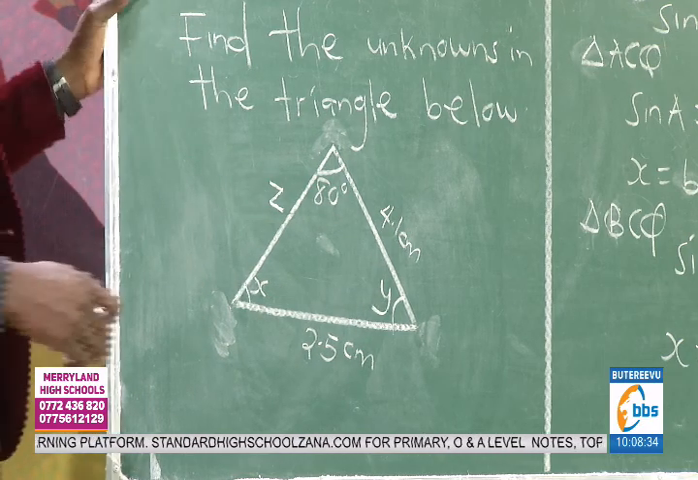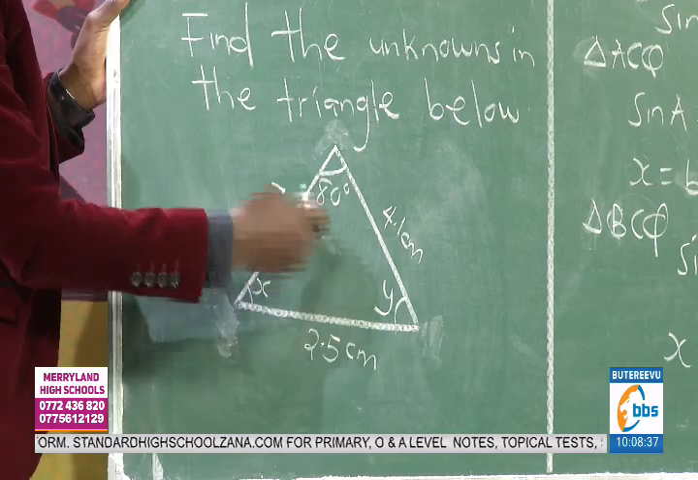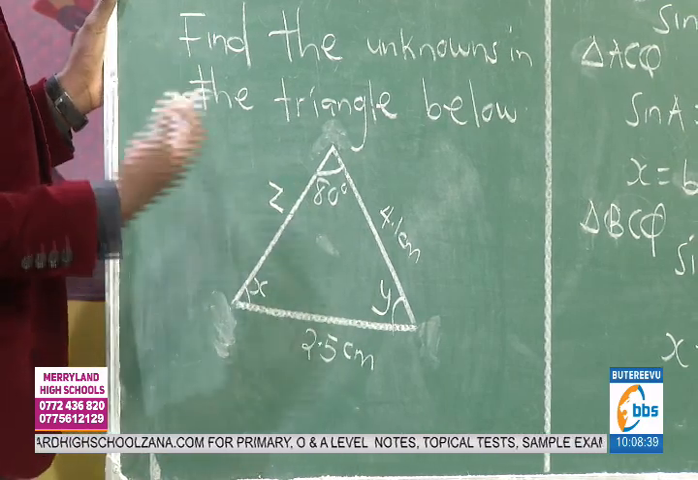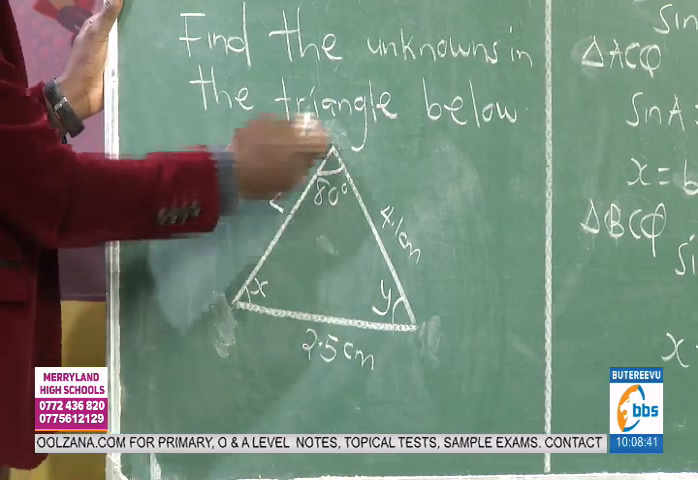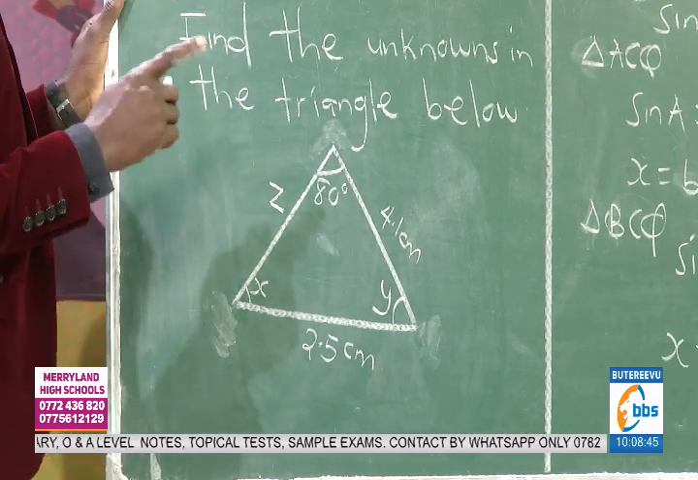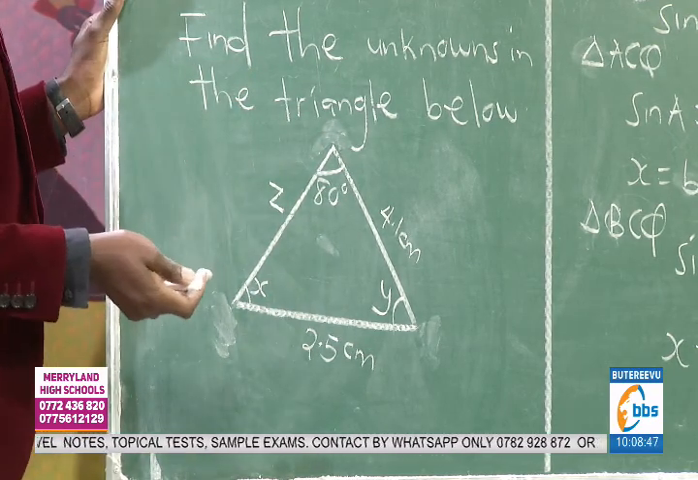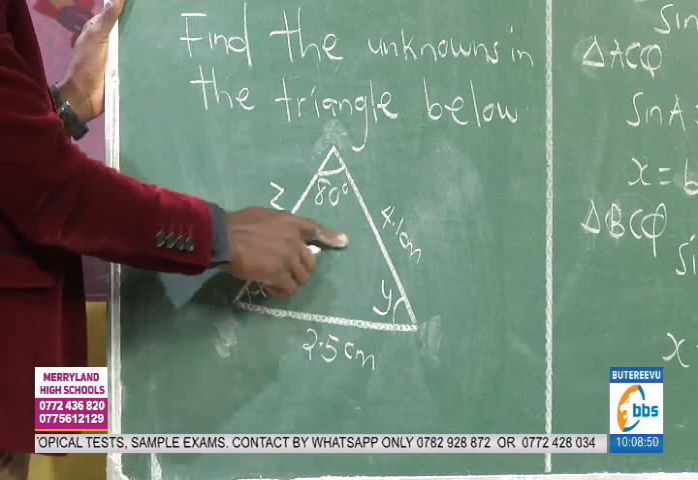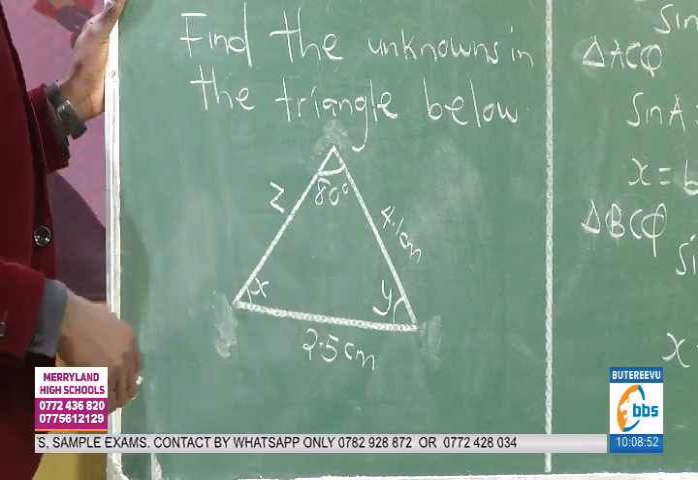Now, if you are to work this out, you can't use SOH CAH TOA for this triangle, simply because this is not a right-angled triangle. In this case, we have to go for the sine rule. We're also going to look at the cosine rule very soon. So you can't use SOH CAH TOA here. This is why we must use the sine rule.